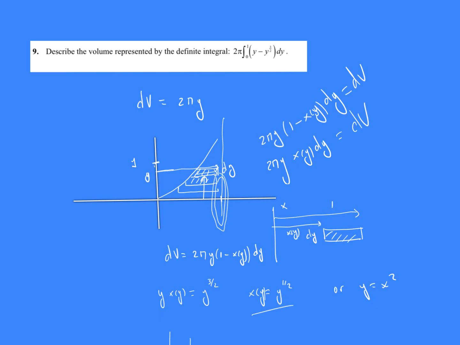Oh, so I found this represents the volume that is under the curve y equals x squared. Oh, and the problem is solved. So it represents the volume, using the shell method, that is under the curve y equals x squared. And the problem is solved. Okay, good luck. I'll see you in class.